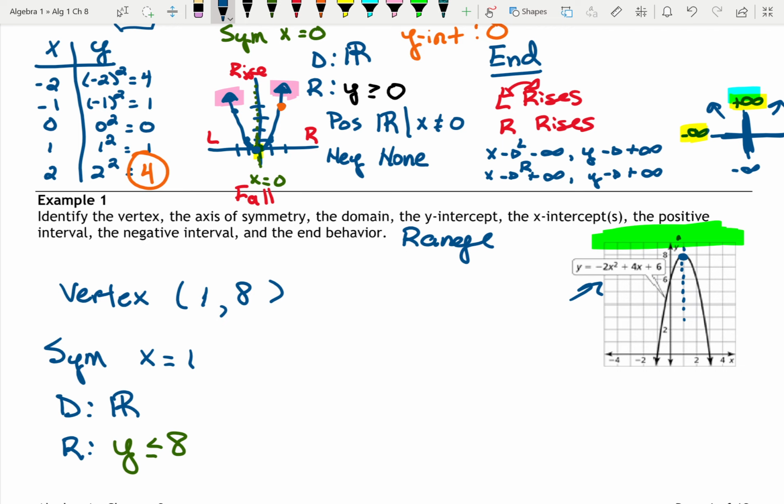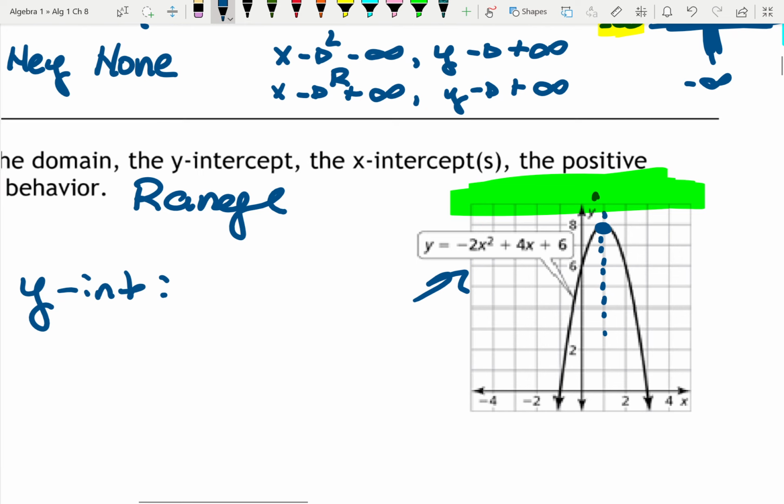Next up, let's do the y-intercept. My y-intercept is where it touches the y-axis, and if I zoom in on this picture, it looks like it happens right there at 6. Sometimes we like to list it as just plain old 6, and sometimes it's useful to list it as a point (0, 6). I'm okay with either of them unless I specify. Sometimes on a test or a quiz, it might say, list the y-intercept as a point. If it says that, then you need to use a point. Otherwise, you can go either way.